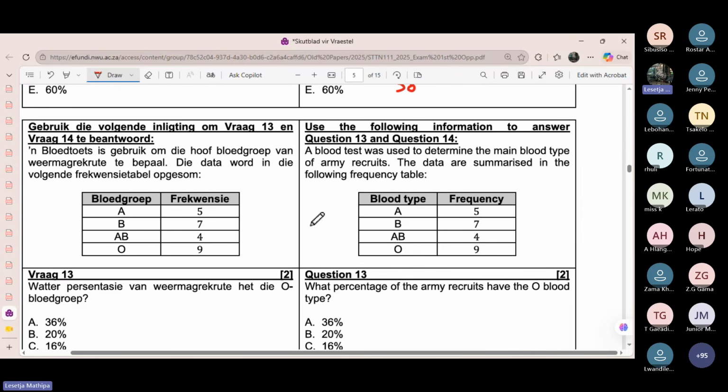Let's see. So any questions before we move to question 13? Yes, okay, you can ask. I want to ask, why are we dividing by 50?